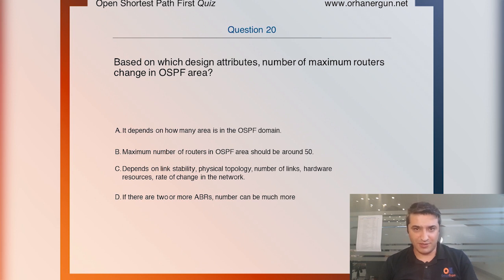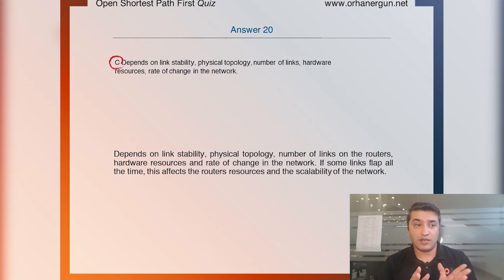We don't have this number. We talked about that, right? It depends on something, which is what? We talked about a very similar question. It depends on link stability, physical topology, number of links, hardware resources, rate of change. So we have links and how often those links fail, etc. It depends on these. Option C, which design attributes? We say it depends on all these design attributes.